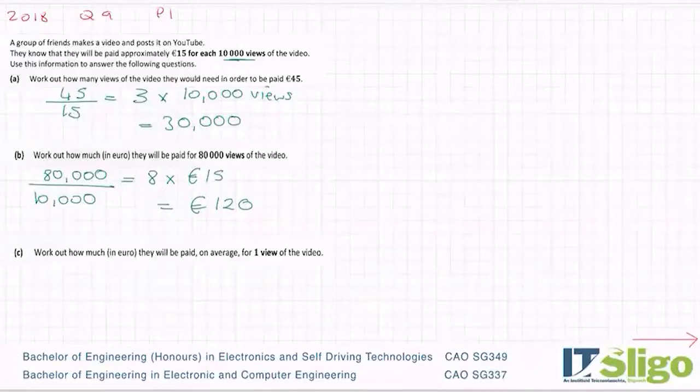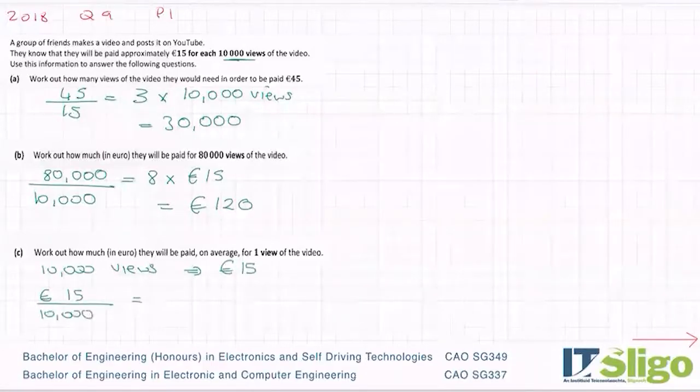Part C, work out how much in euro they will be paid on average for 1 view. Well, you know that for 10,000 views, they get €15. Okay, so if you take that €15 and you divide it by 10,000, your answer is going to be in euros. That's why I put the symbol there. So on my calculator, 15 divided by 10,000, and I am getting 0.0015 euros, or of course you could get 0.15 cents.